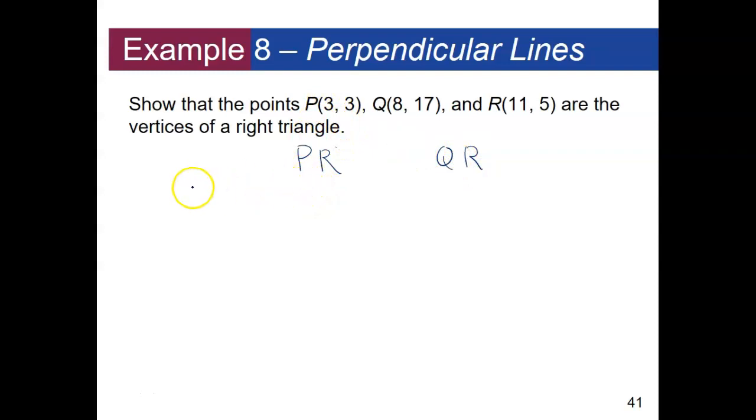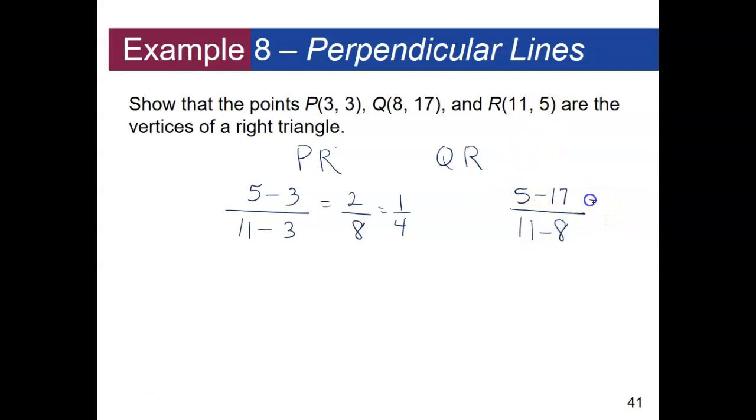So PR, here's P and R. If I'm finding the slope of that, then I'm going to have y2 minus y1 over x2 minus x1. And so I'm going to have 2 over 8, or 1/4. If I look at Q and R, then my slope is going to be y2 minus y1 over x2 minus x1. So this is going to be negative 12 over 3, and that's going to be negative 4.